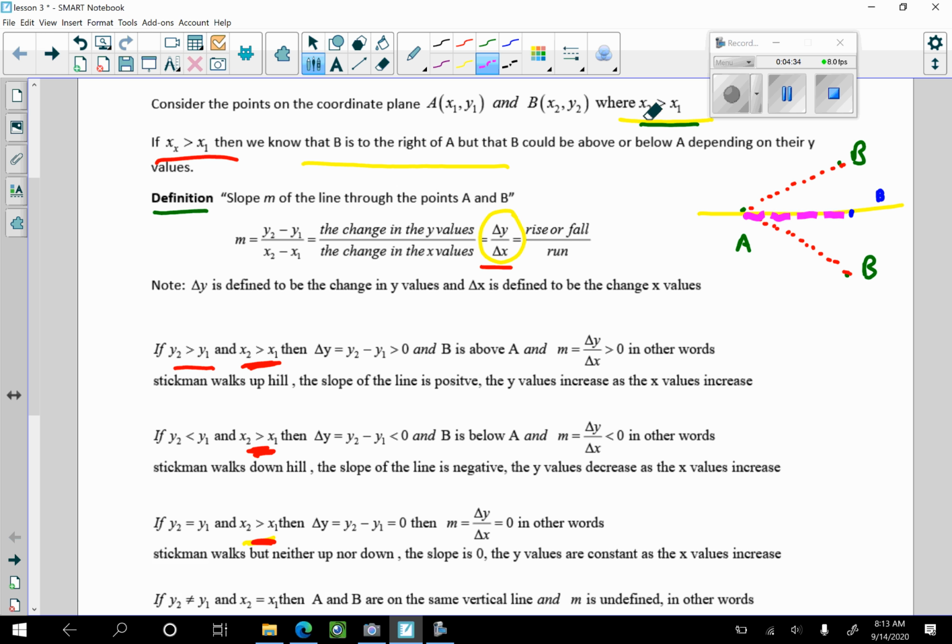You have seen Stickman before. All of you have seen Stickman. Luke, do you have Stickman?